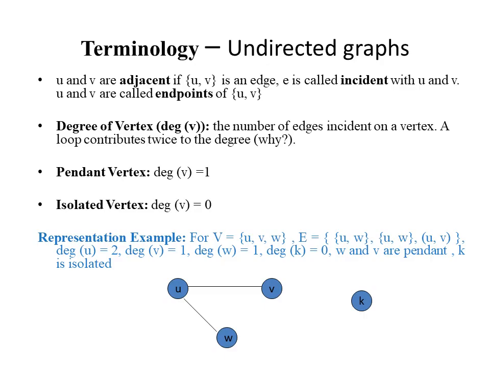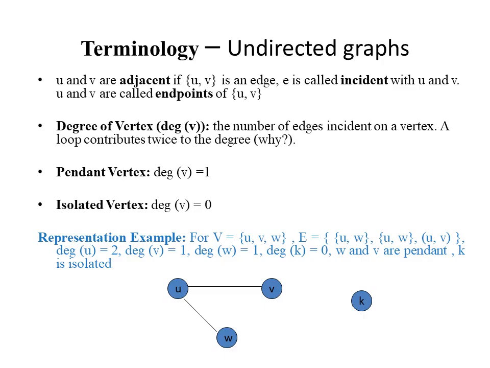An undirected graph is nothing but an ordered pair. So we have here u and v. In this particular diagram representation, both are adjacent. U and v are neighbors and both are connected with one edge. So u and v are adjacent to each other with an edge. So E is called incident.